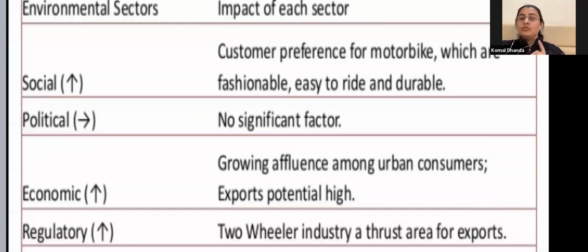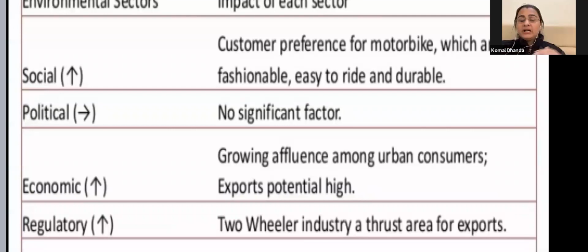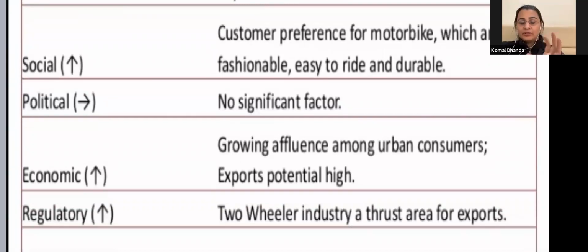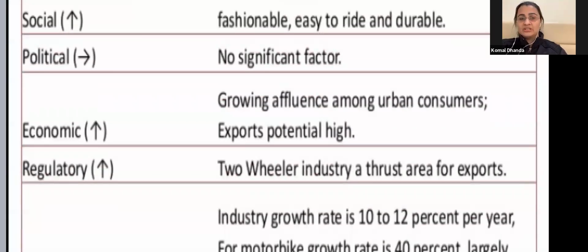See, upward arrows always represent favorable impact. The sideways arrow shows there is no significant influence. And downward arrows always represent a negative impact on the business operation from that particular factor. Now economic: urban consumers are growing affluent, their earning capacity has increased, they are earning more now, and there is good export potential. That means economically these factors are giving a positive impact on the motorbike industry.